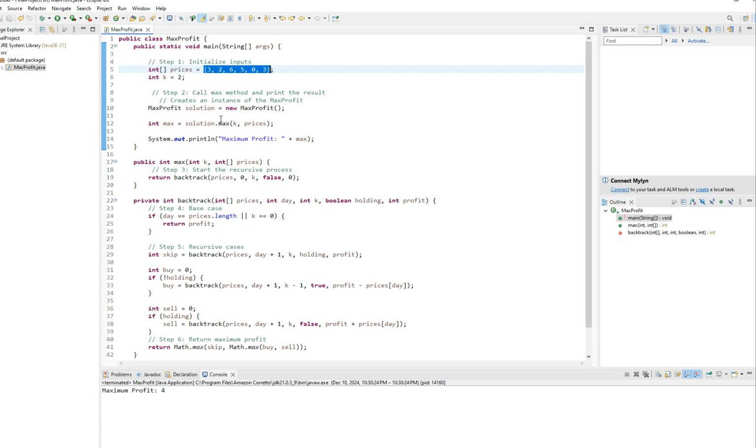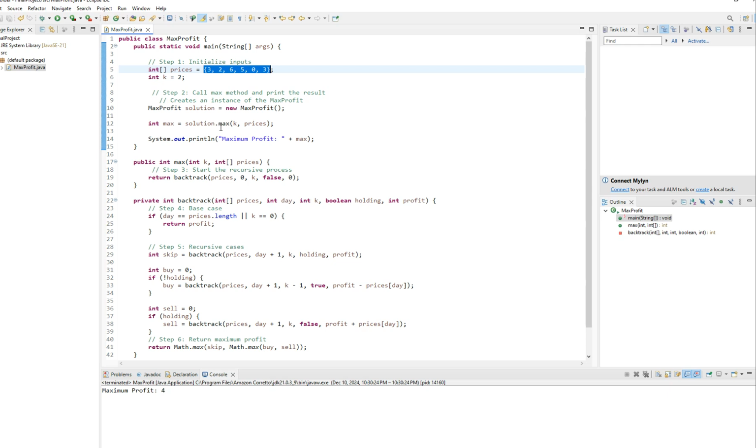We call solution. So this is an instance of the class MaxProfit, and then we print the maximum profit. Okay, that's the concept. So we have the method max.